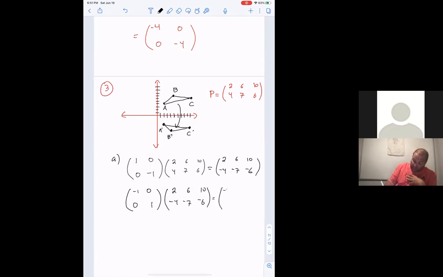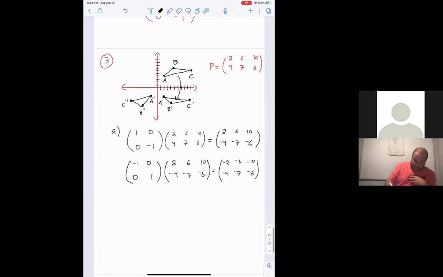So what do I get here? -2, -4, -6, -7, -10, -6, which again makes total sense because now it's the y values that aren't changing and the x values that are becoming negative. And you get something that looks like this. Now, again, not perfect, but A double prime, B double prime, C double prime. So you have your original triangle, then you have your final reflection. Now, part B says, write a single matrix equation to find the image of P, the original matrix, under the composition of both reflections.